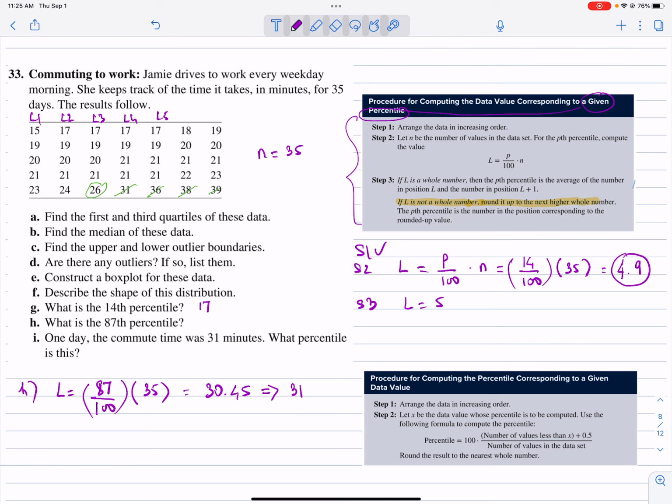Now we continue to count, or you can do it like this. This is location 35 because we have 35 numbers. So location 34, location 33, location 32, location 31. So that will be 26.